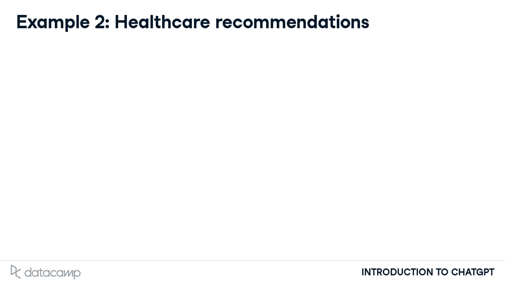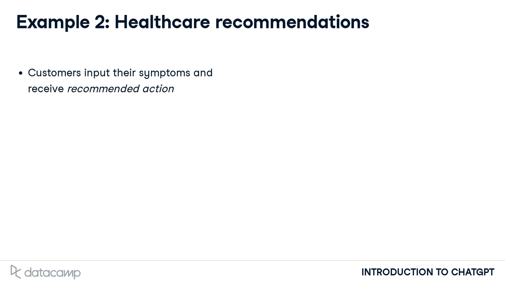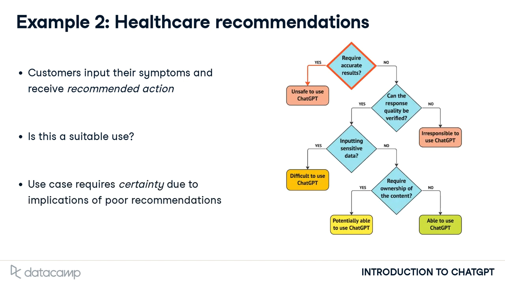Let's now say that we work for a major healthcare provider, and to alleviate increasing wait times to see a doctor, we want to provide an online treatment recommendation system built on ChatGPT. People can input their symptoms, and ChatGPT would be used to provide the best course of action, taking over-the-counter medication, consulting with a doctor, or visiting the hospital. Is this a suitable use case of ChatGPT? This use case requires a high level of precision due to the potentially serious implications of incorrect recommendations, and ChatGPT cannot provide this certainty. This is an unsuitable application of ChatGPT.